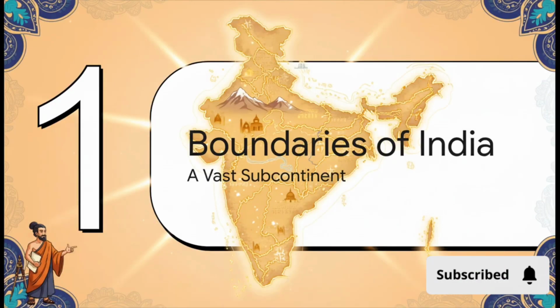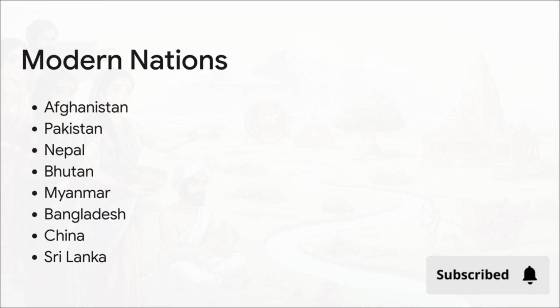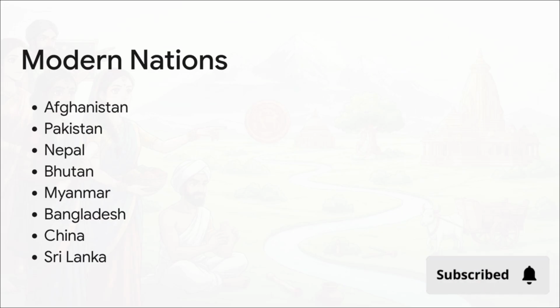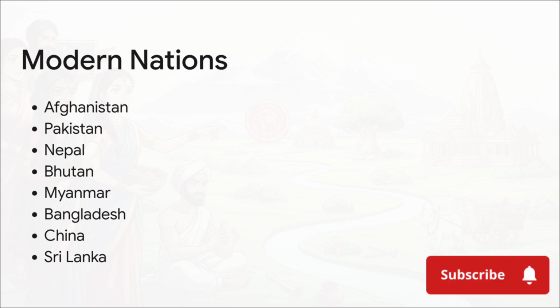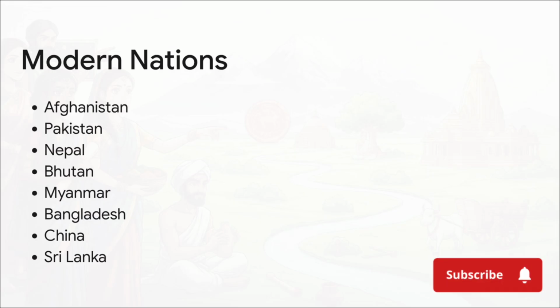All right, let's jump right into Section 1, Boundaries of Ancient India. Okay, let's dive into this. When we say ancient India or the Indian subcontinent, we're talking about a historical footprint that absolutely dwarfs our modern political lines. We are looking at an area encompassing parts of modern-day Afghanistan, Pakistan, Nepal, Bhutan, Myanmar, Bangladesh, China, and Sri Lanka.